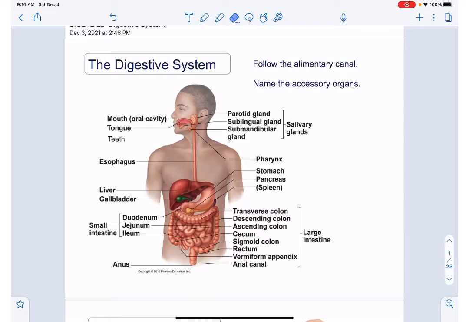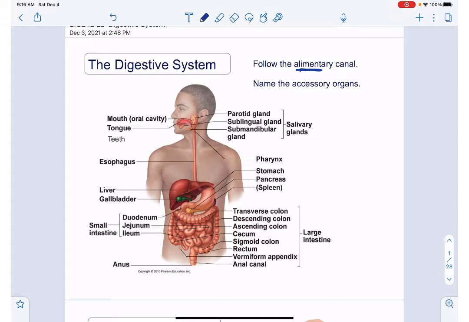Hey everyone. Now I want to start talking about the different parts and pieces of the digestive system, the different anatomy and physiology of the digestive system. And what I want you to keep in mind is that from an anatomical perspective, there's two different components to the digestive system. And the first is the alimentary canal.